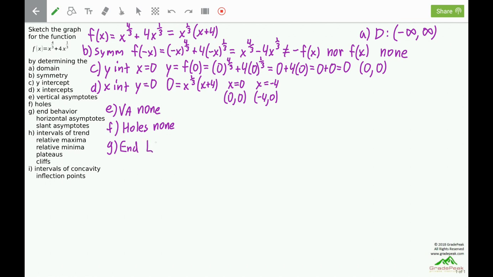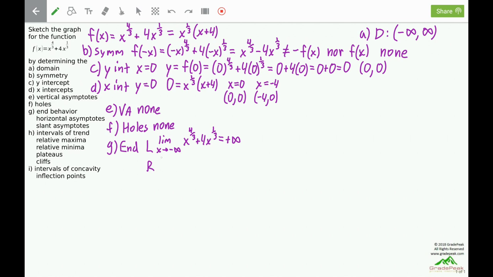We can determine the left end behavior by taking the limit as x approaches negative infinity of f of x, x to the 4/3 plus 4x to the 1/3. Only the highest power term matters here. Negative infinity to the 4/3. The denominator is the root. Cube root of a negative is negative. Numerator is the power. Negative to the 4th power is positive. And then infinity to the 4/3 power is infinity. So this equals positive infinity.